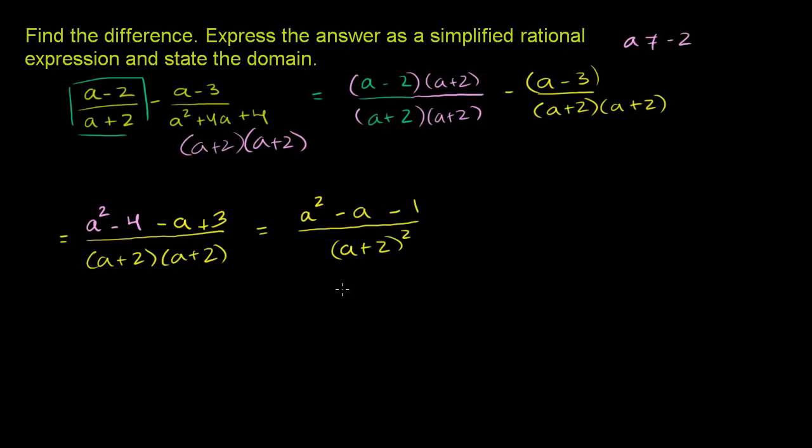So we're done. We have simplified the rational expression, and the domain is all a's given that a does not equal negative 2. All a's except for negative 2. And we are done.